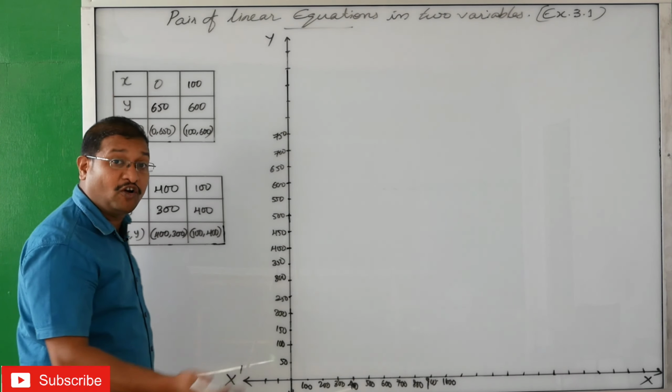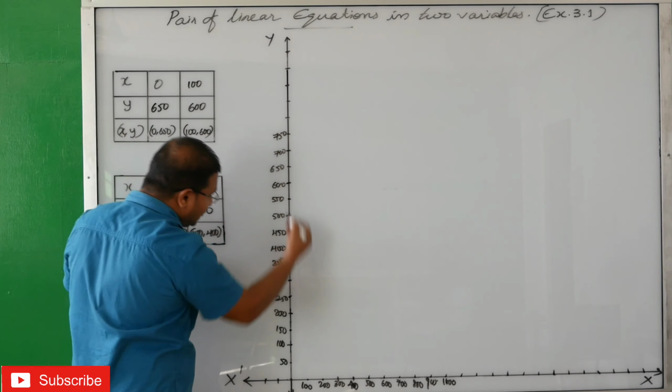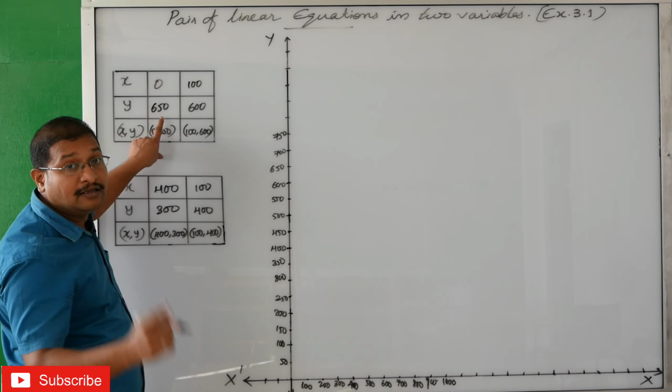Ready? After that, see the first point, 0, 650. x is 0. x 0 means y-axis. In this y-axis, how much you want? 650.